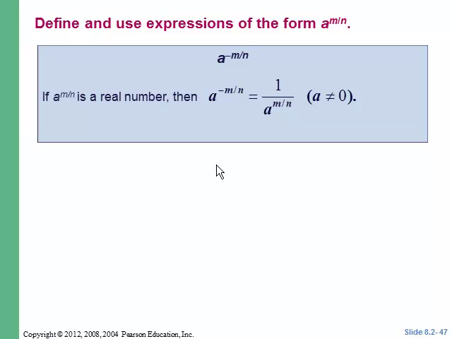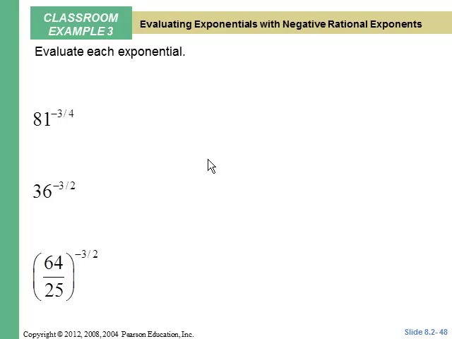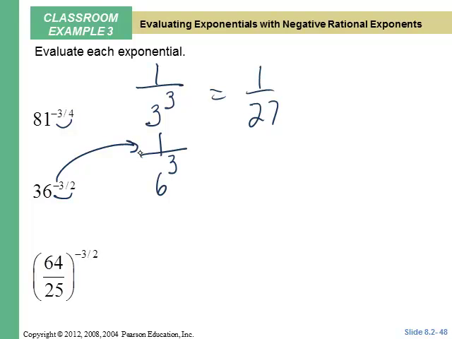If you have a negative sign in front, that means you take the reciprocal of it. A negative exponent does not necessarily lead to a negative result. Negative exponents lead to reciprocals, which may be positive. So this is the fourth root of 81 is 3, cubed in the denominator. So it's 1 over 27. The square root of 36 is 6, cubed in the denominator. Notice this negative sign tells us to put it in the denominator, which is 1 over 216.